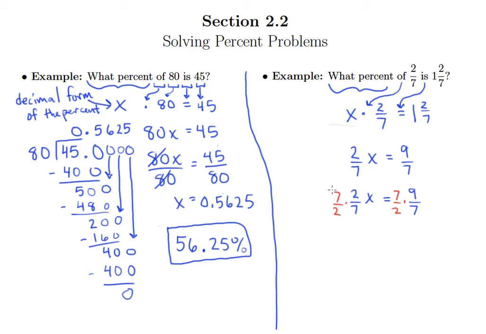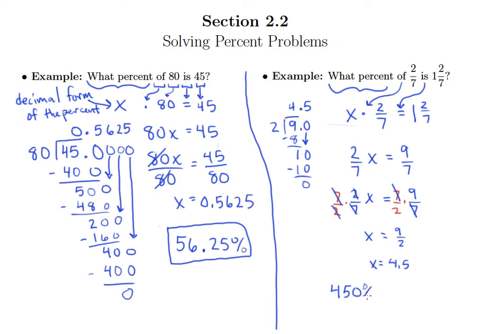All right. So of course everything cancels out on the left side, isolating the x. And then we have 7s canceling here, so we get 9/2. And 9/2, let's go ahead and divide that out. 2 goes into 9 4 times. Add a 0 after the decimal point. 2 goes into 10 5 times. So it looks like we have 4.5. So x equals 4.5. But again, this is the decimal form of our percent. So the answer is 450%.